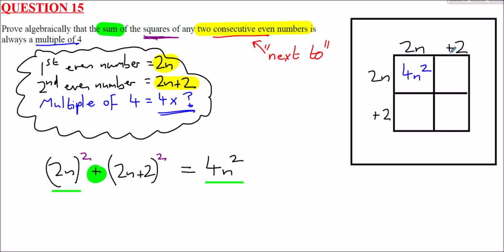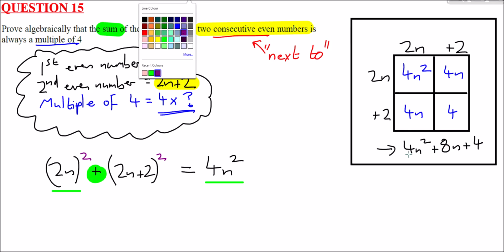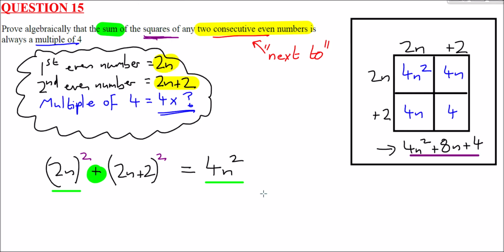2n multiplied by 2 is 4n. 2n multiplied by this 2 is also 4n. And finally, 2 multiplied by 2, 2 squared, is 4. So if we then simplify this down, we have 4n squared. 4n plus another 4n is 8n. And finally, we've got that plus 4 there on its own. So expanding all this out, it becomes 4n squared plus 8n plus 4.